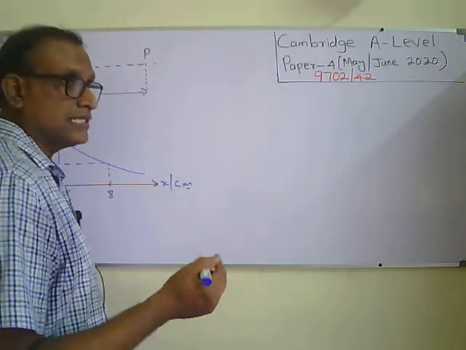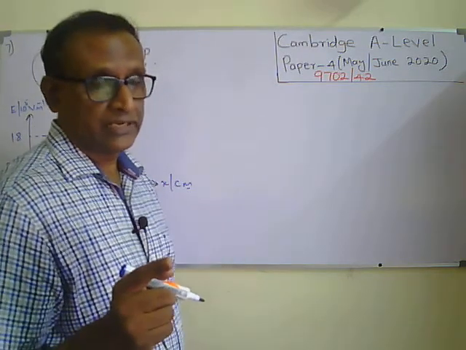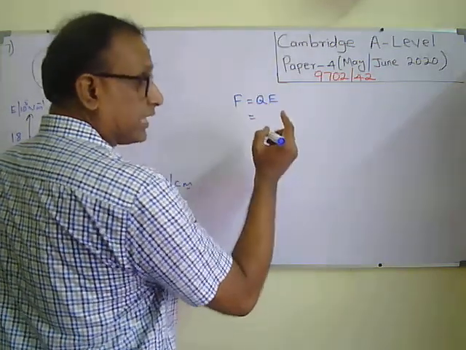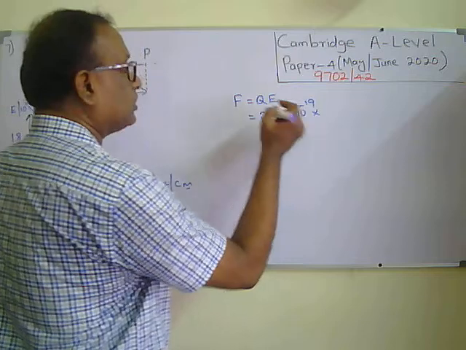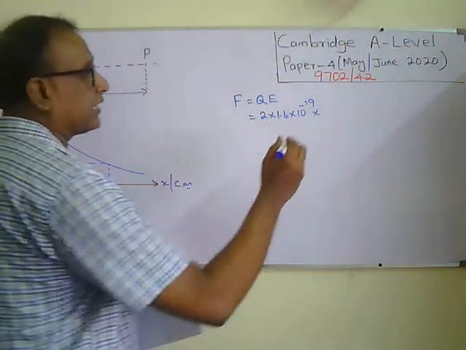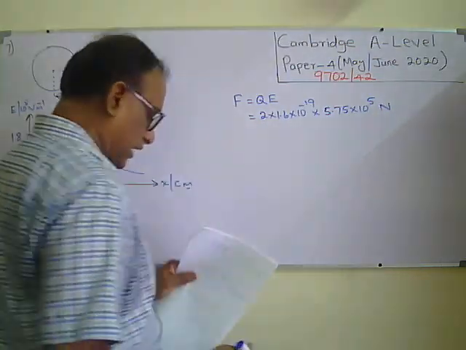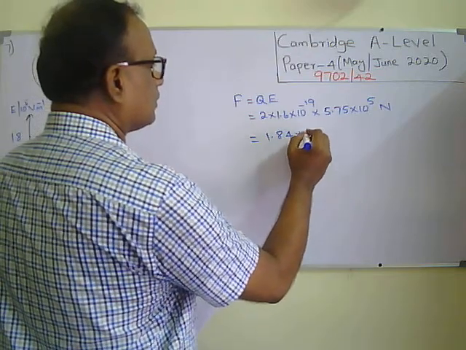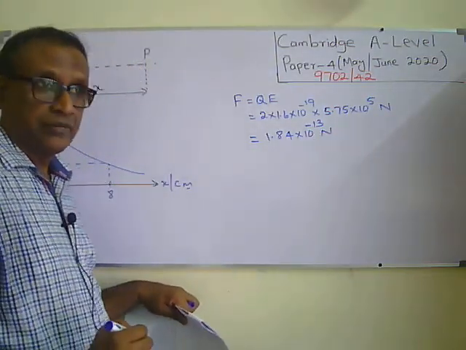So alpha particle consists of 2 protons and 2 neutrons. So its charge is plus 2e, right? 2 times of electronic charge. So I can first find F equal QE. So charge of the alpha particle is 2 times 1.6 times 10 to the power minus 19 into the electric field strength. Find it from the graph at 8 centimeter, that is 5.75 times 10 to the power 5 newton per coulomb. So you will get 1.84 times 10 to the power minus 13 newton. That's the force acting on the alpha particle.